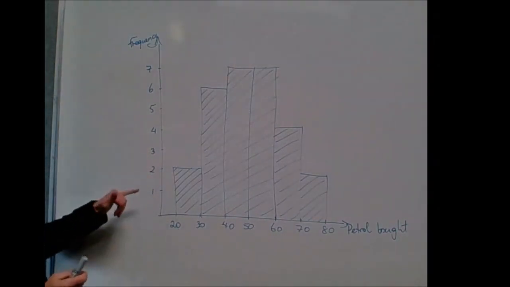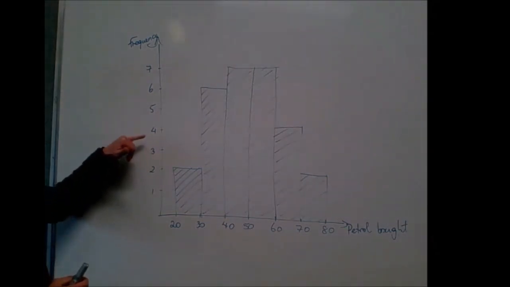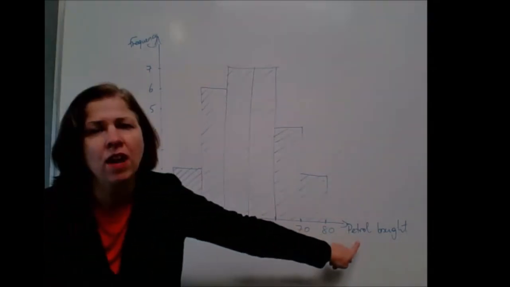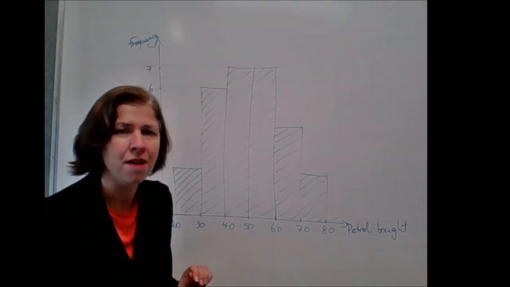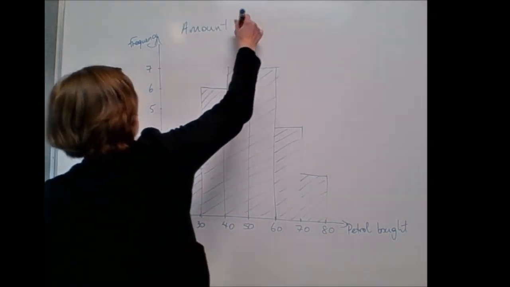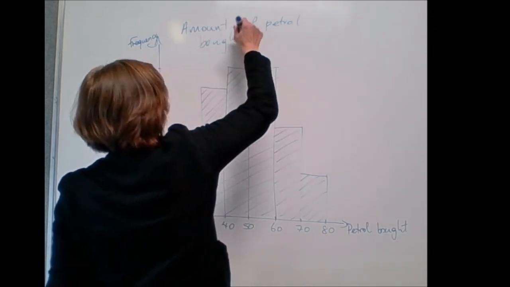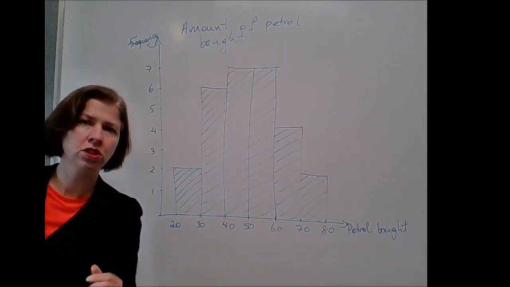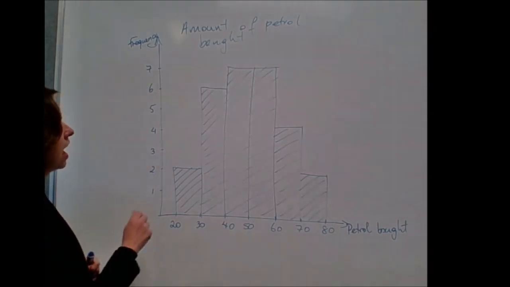On my vertical axis, this is frequency: frequency of 1, 2, 3, 4, and so on. I've labelled my y-axis with frequency, and I've labelled my x-axis with petrol bought, and there's still something missing from my histogram, and that is a title. Any title that describes what you've actually been asked to draw will do. So here I've written amount of petrol bought. But notice also that I've got different heights.